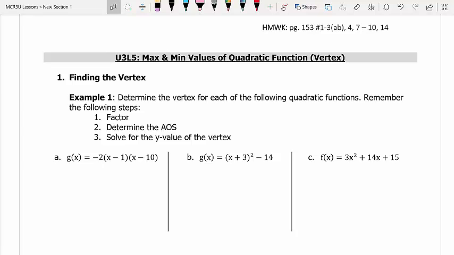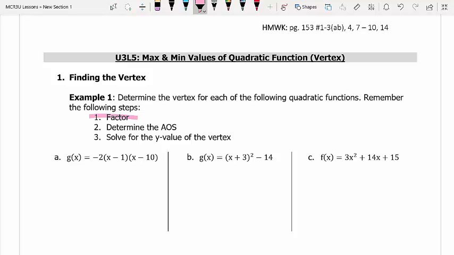Unit 3, Lesson 5, maximum and minimum values of a quadratic function, or finding the vertex. Okay, so when you are asked to find the vertex, there's going to be a few different steps based on what form the quadratic is in. However, there's usually 3 steps that you have to follow, and if you're given a quadratic in a certain form, you might be able to skip one of the steps.